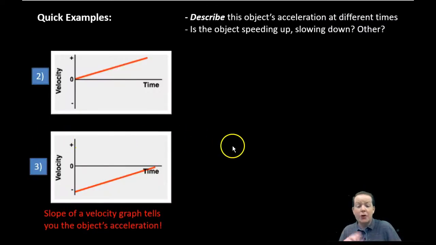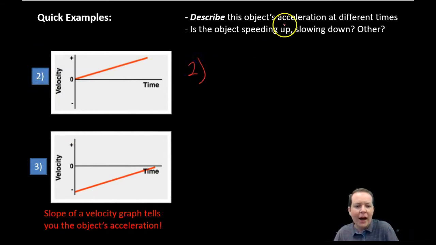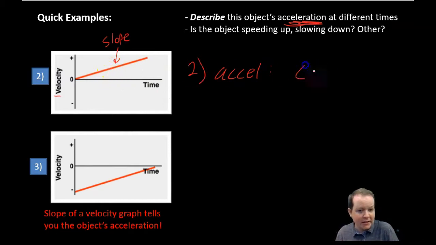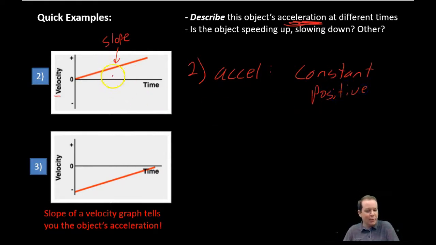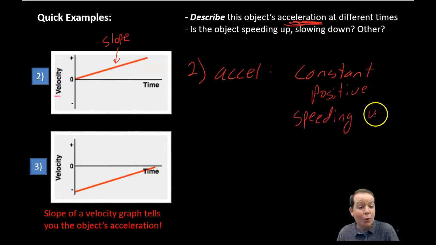Okay, let's look at another couple of examples. Now it's a velocity versus time graph. So for number 2, can you describe now the acceleration? If it's a velocity graph, again, the slope tells us, because it's a velocity graph, the acceleration. So what's the acceleration in this scenario? Is it constant or is it changing? It's constant because the slope is constant. Is the acceleration positive, negative, or 0? The acceleration is positive. Can you tell me, is this object speeding up or slowing down? Ooh, it turns out this object in this graph is speeding up. I'll talk more about that in a second.